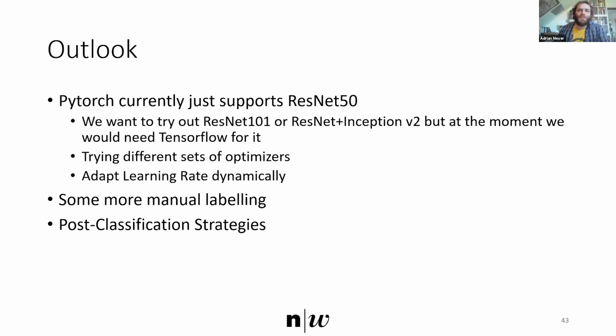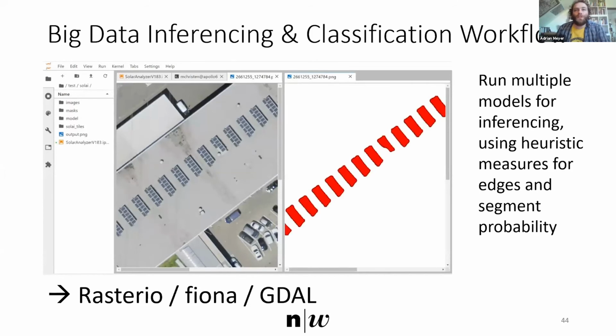We tried a couple of different sets of optimizers and adapted the learning rate. So obviously you can always label more. But what I still want to leave a few comments on are the post-classification strategies. Because once we get our data out here, we want to process it maybe with Rasterio, Fiona, or GDAL, and actually run multiple models for inferencing. So we can use some type of heuristic measures, for example, edge detections, and or do pixel-wise probability estimations.